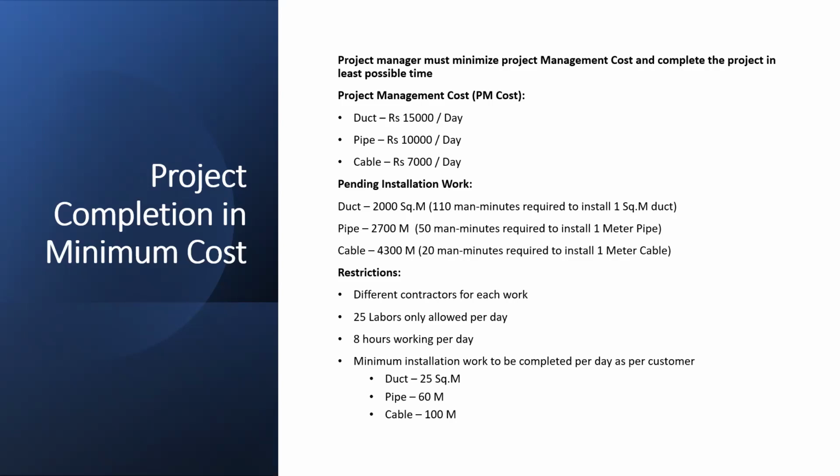So the last problem we have solved with certain information, that information for this problem will also remain the same, like pending installation work, restrictions and all remain the same. We will have only one additional data, which is the project management cost, what the company spends as a project management cost every day. For ducting, the company spends around 15,000 rupees. For piping, it's 10,000. For cabling, it's 7,000. Now, we will move to Excel in solving this challenge.